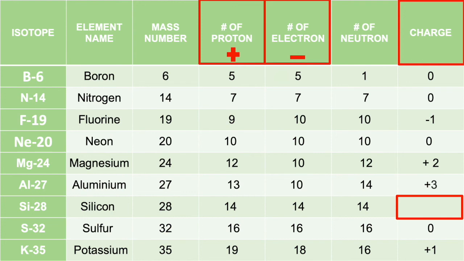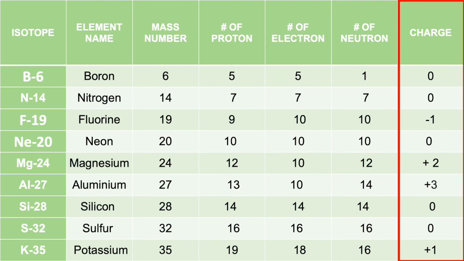What about the charge of silicon? That's right. The correct answer is 0 because the total number of protons of silicon is 14 and the total number of electrons of silicon is also 14. So they are equal, which means that the atom is in a neutral state. So there is no charge, or zero charge. So the correct answer is 0. So that is on how to determine the charge of the atom.